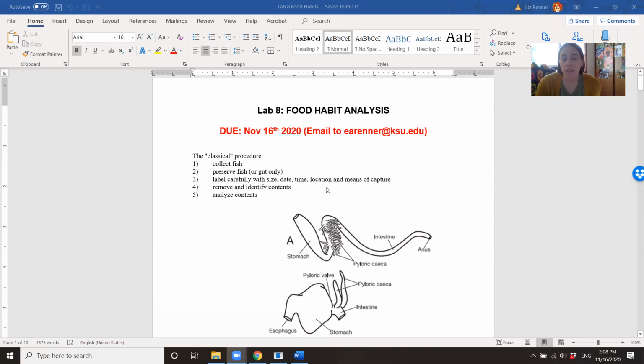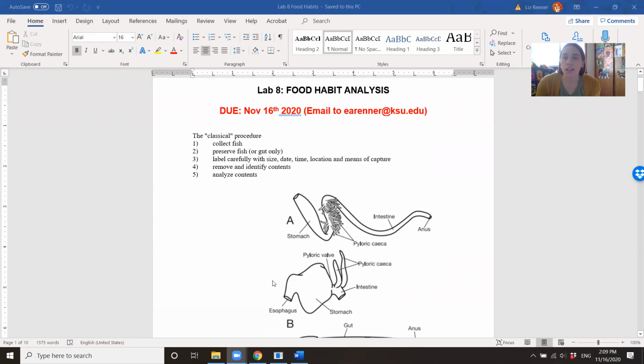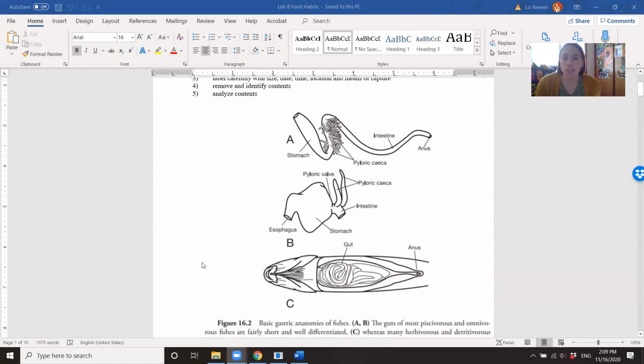The fourth step is to remove the stomach and identify the stomach contents. Usually with fish, the stomachs are small enough that you need a microscope to be able to do some of the more fine-scaled analysis. Then we do the analysis of contents: quantification, volume estimation, and we can weigh and measure the different contents to get different estimates. Here's just a diagram of three generalized shapes of fish stomachs.